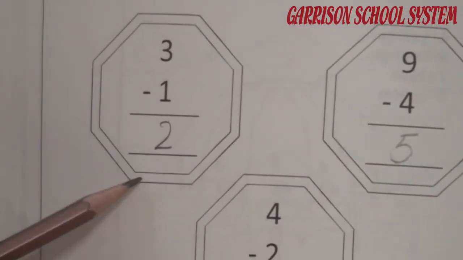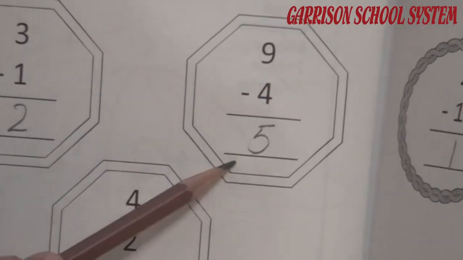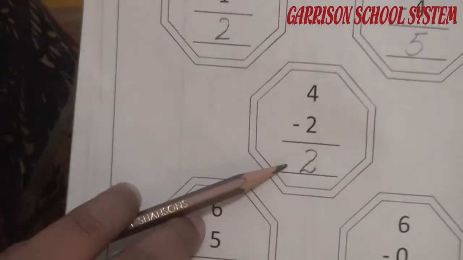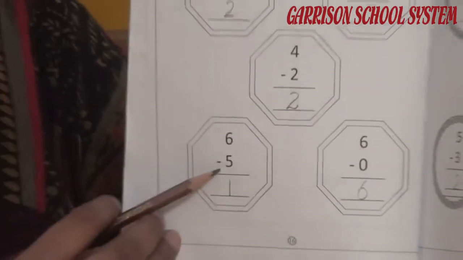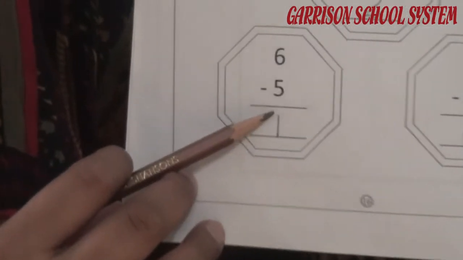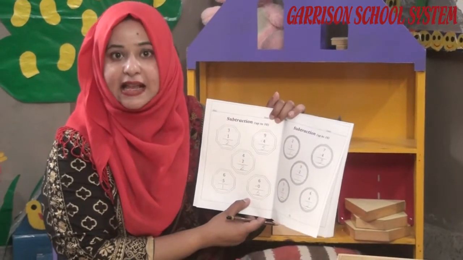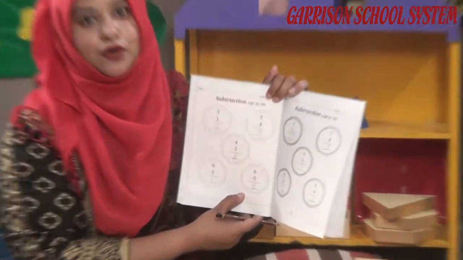First question: if we take away 1 from the 3, the leftover will be 2. And if we take away 4 from the 9, then the leftover will be 5. If we take away 2 from 4, we have a leftover of 2. If we take away 5 from 6, then we will have 1 leftover. If we take away 0, nothing, from 6, then we have 6 leftover. We have the same leftover.